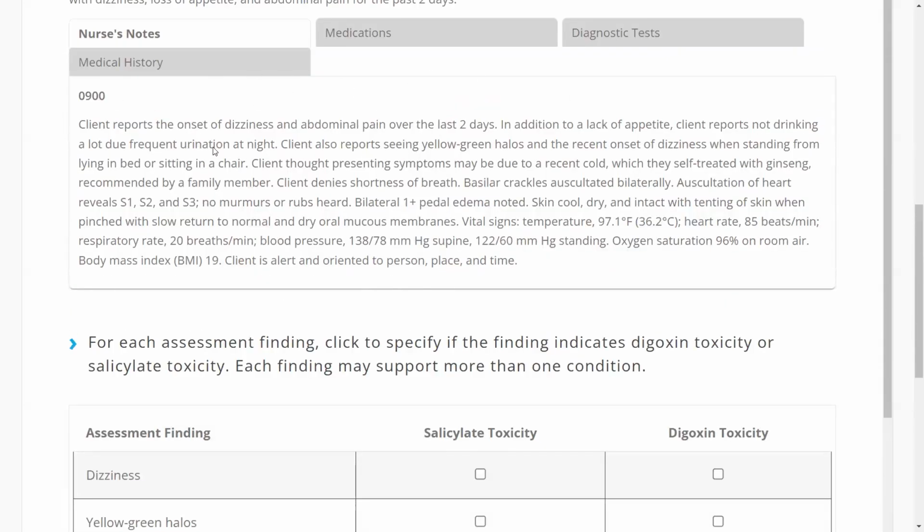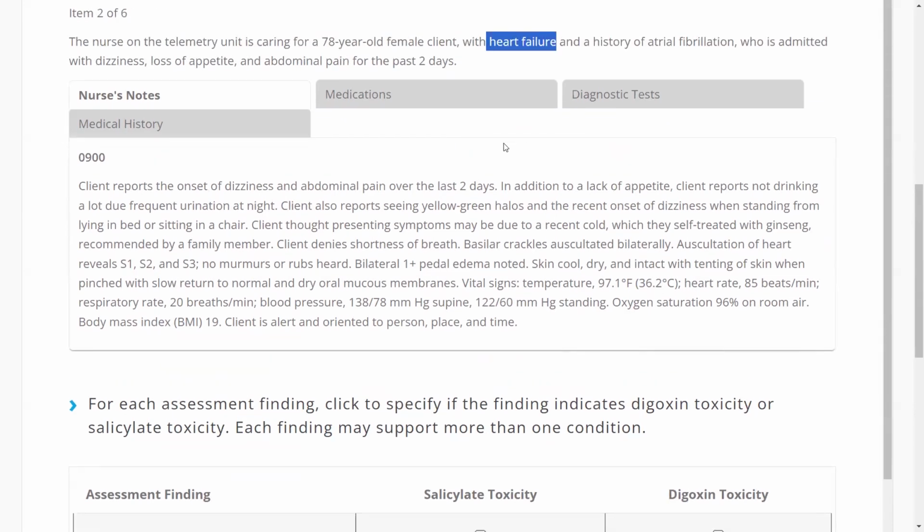She's having all of these things going on that are really bizarre: the appetite issue, the GI stuff. She's got some eye stuff. Remember, she's seeing yellow halos and all of these things. She's dizzy. What does this mean?